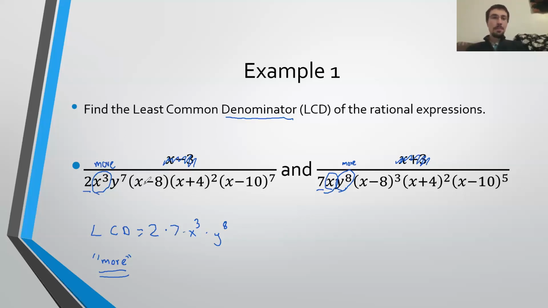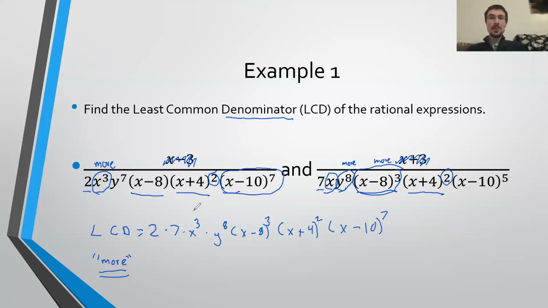Now go on to your binomials. We have an x minus 8 and we have an x minus 8 to the third. Which one is more? Well, x minus 8 to the third is more, so we need x minus 8 to the third in your LCD. For the x plus 4's, which one has more? Well, they both have a 2 as an exponent, and they have the same amount of x plus 4's, so we just keep the same amount, x plus 4 to the second. And for the x minus 10's, the first fraction has more x minus 10's, so we need an x minus 10 to the 7th as part of your LCD.